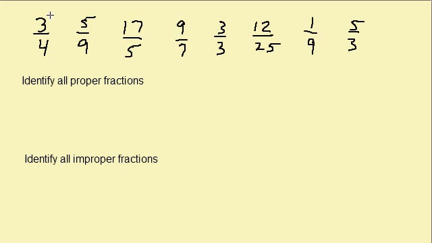So we can see here in the first one, the numerator is smaller than the denominator, so 3/4 would be a proper fraction, and then 5/9, and then 12 over 25, and 1 over 9.